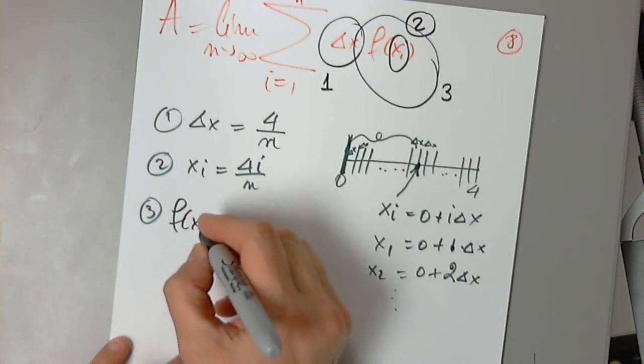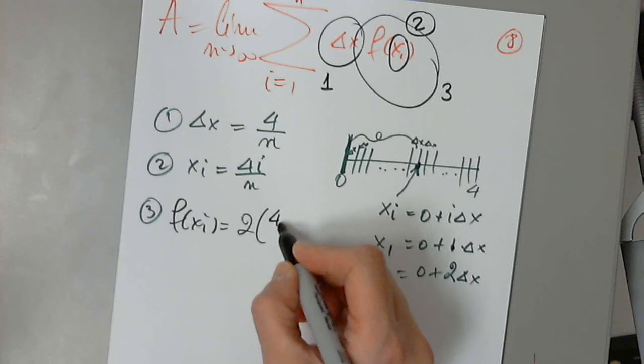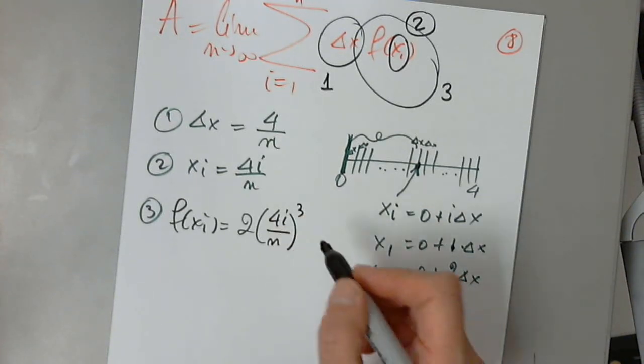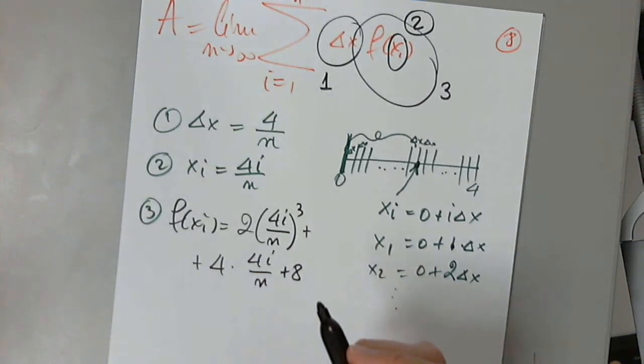And then f of xi will be, I forgot my function. Okay, so it's 2 times 4i over n to the third, plus 4 times 4i over n, plus 8.